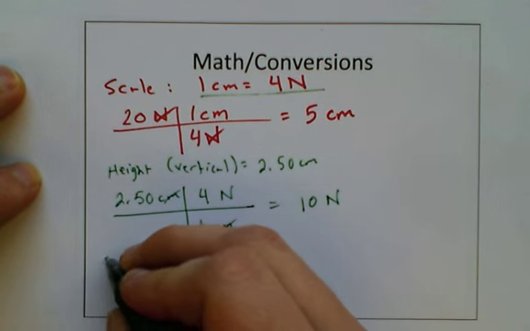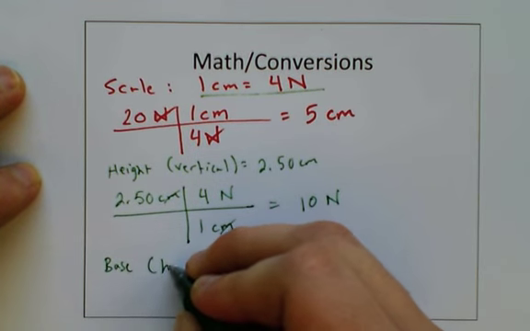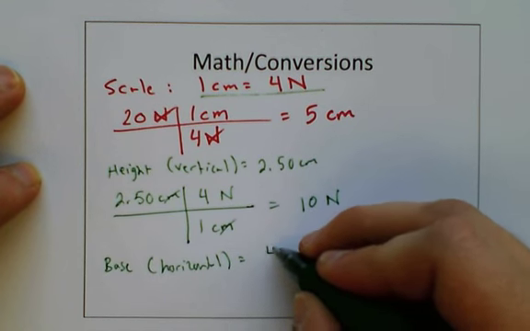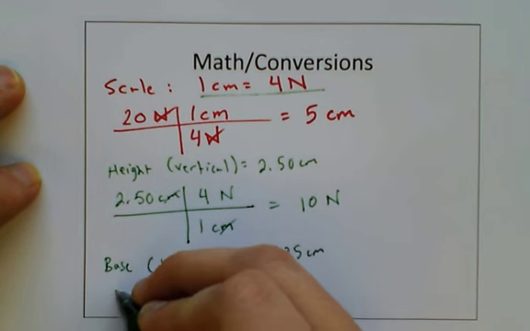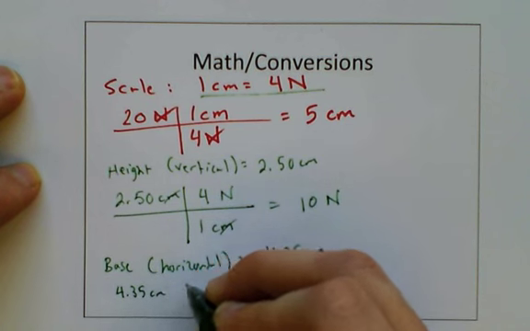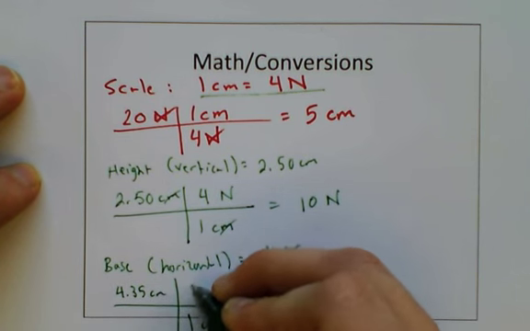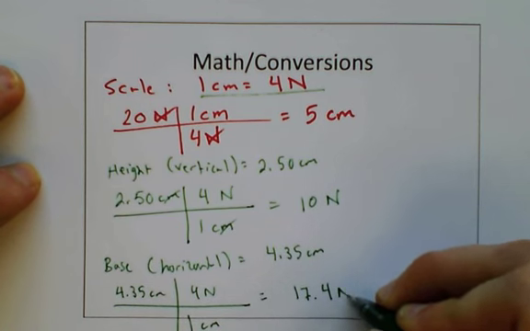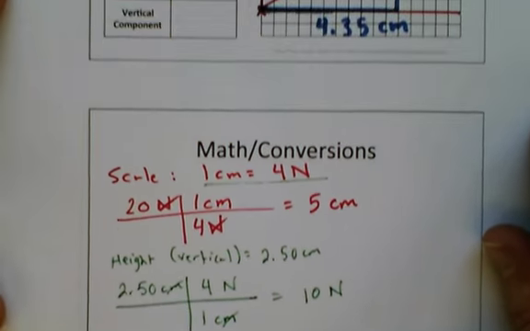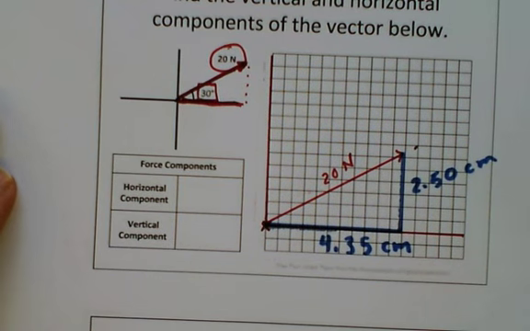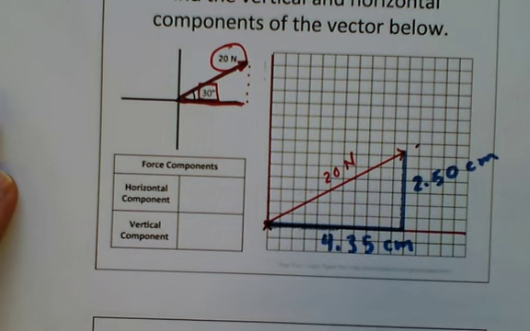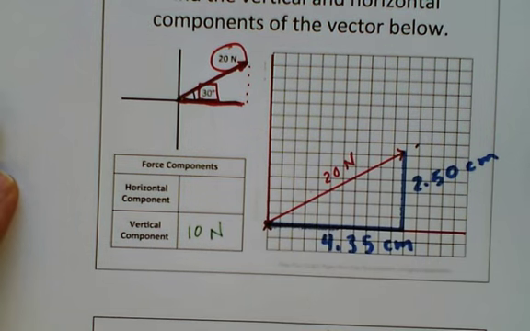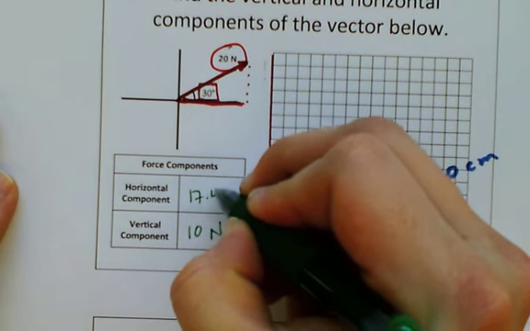Then I do the same thing with the base, or in other words, the horizontal part. We said that that was 4.35 centimeters. So 4.35 centimeters, where 1 centimeter equals 4 newtons, comes out to 17.4 newtons. Alright, then I go back up to the top, and fill those in as my components. The vertical part was 10 newtons, and the horizontal component was 17.4 newtons.